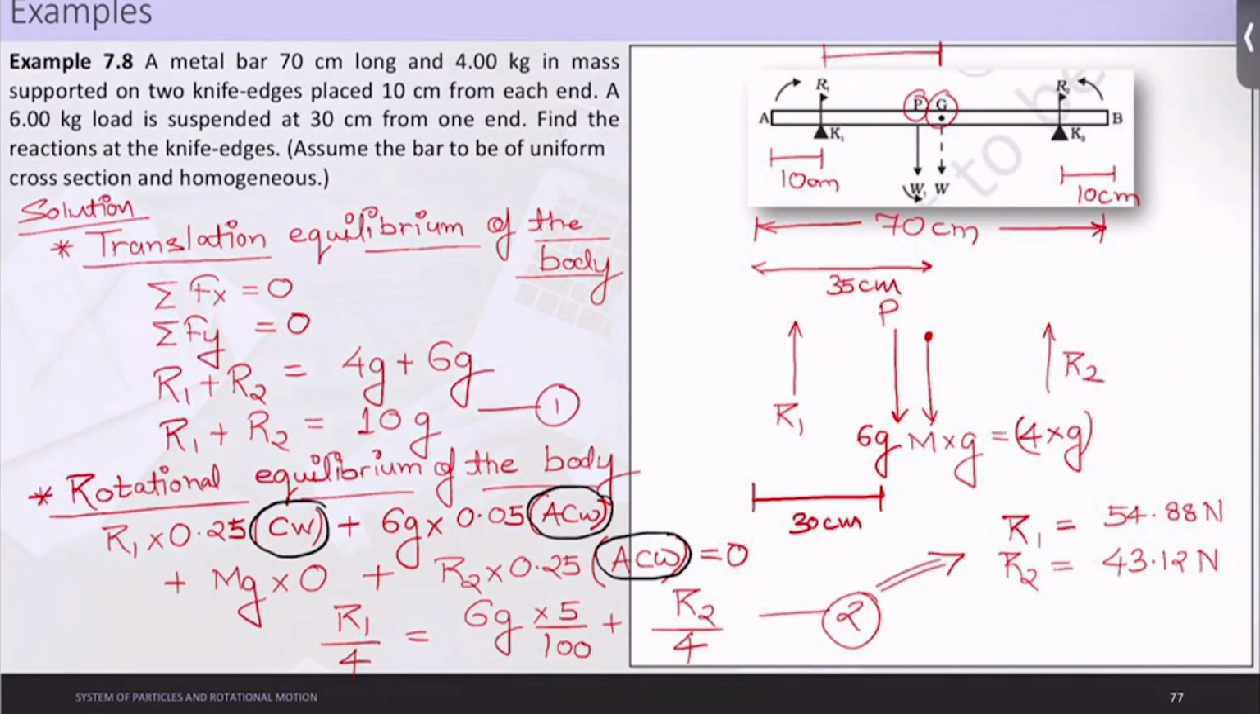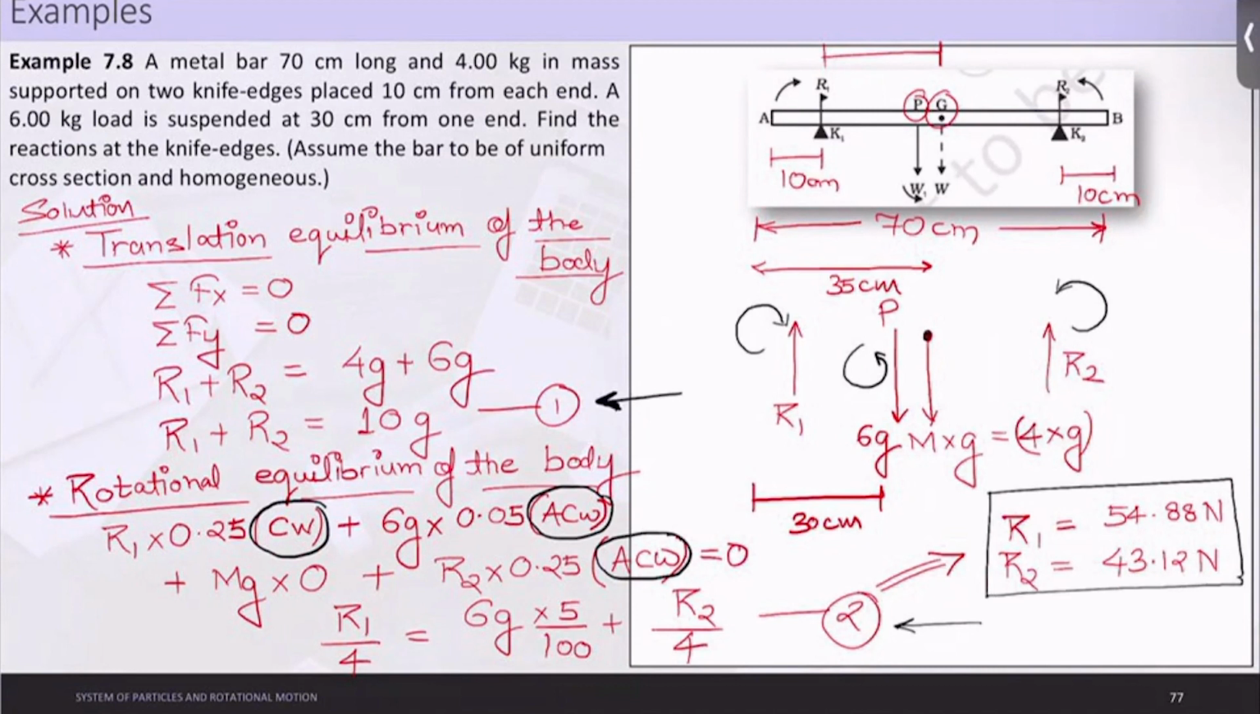If you are seeing from this location, then R1 will give you clockwise rotation. If you are seeing from this location, this P will give you an anti-clockwise rotation. And again, if you are seeing from this location, this R2 will give you anti-clockwise rotation. The anti-clockwise can go to one side and the clockwise can go to one side. So therefore, we have two equations. This is your first equation. This is your second equation. Using both these equations, we can finally get the answer of R1 and R2 to be equal to 54.88 newtons and 43.12 newtons. Okay? Fine.